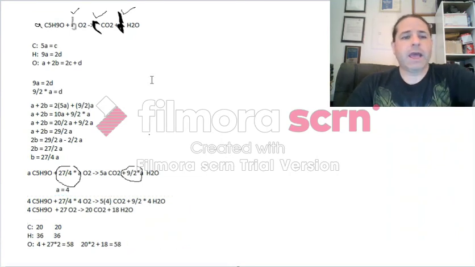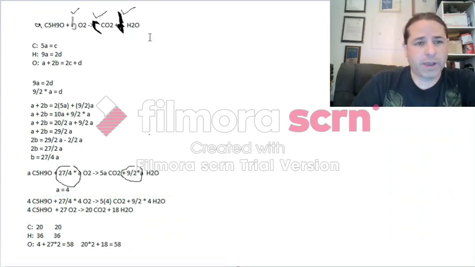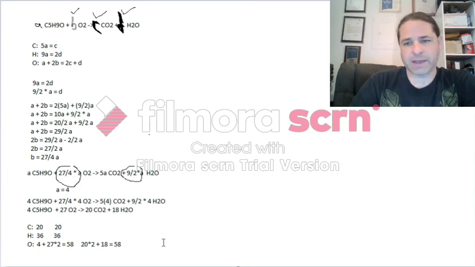And so this will work with a lot of equations. Instead of trying to guess, you can imagine how long it would take us to guess numbers and end up with this equation right here. The 4 and the 27 would have taken a while. So this is just a faster way to do it, in my opinion.